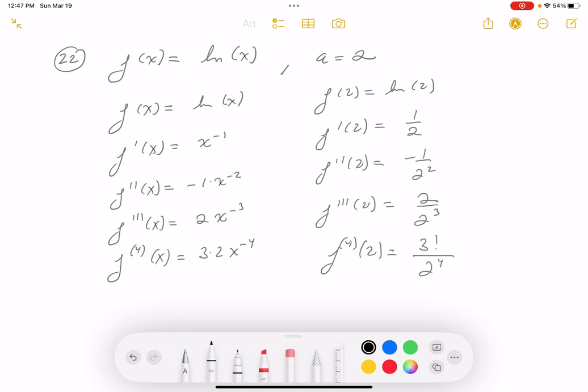I made a mistake in sign, though. I know they're alternating. Let's see, plus. This one's going to be minus. Sorry about that. Let's write down what I think I'm seeing anyway.